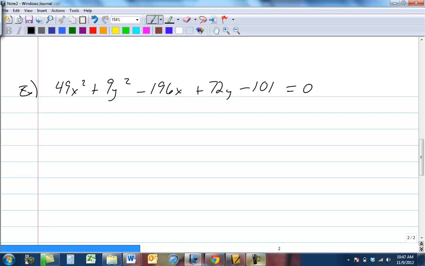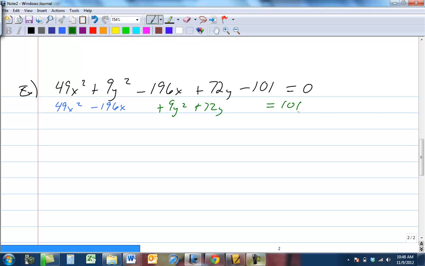Our first example is going to be 49x squared plus 9y squared minus 196x plus 72y minus 101 equals 0. Just like circles yesterday, we're going to get rid of the constant, separate our x's and y's, and then complete the square. So in this case, we have 49x squared minus 196x, leave a space, plus 9y squared plus 72y, leave a space, equals 101.